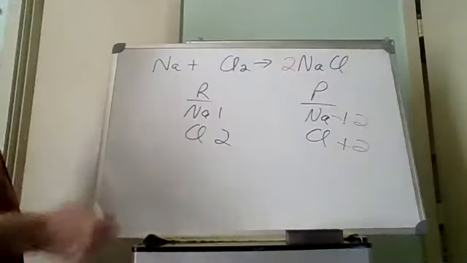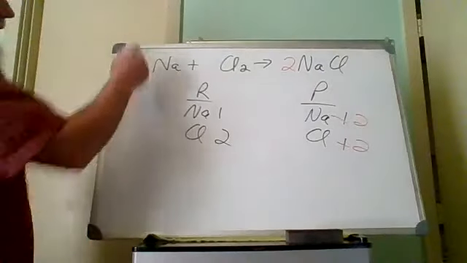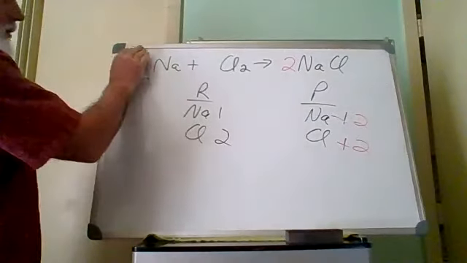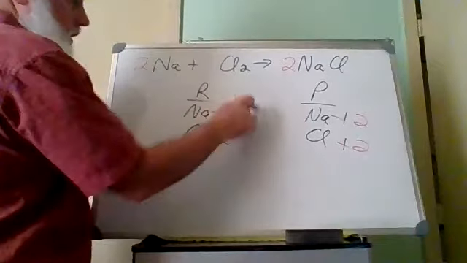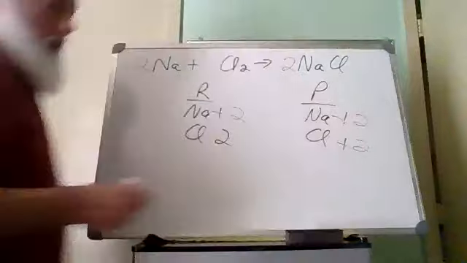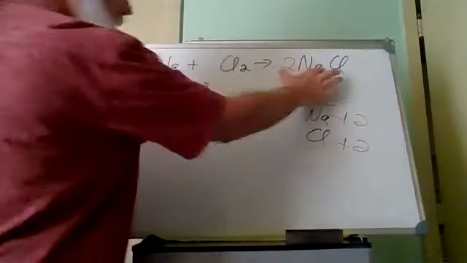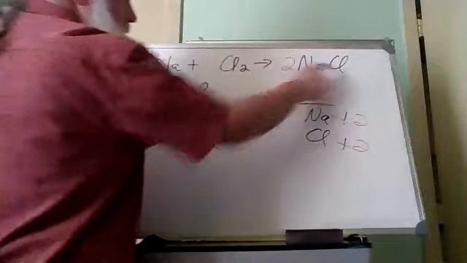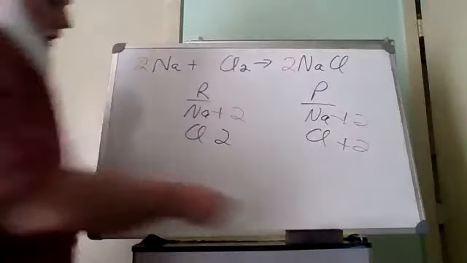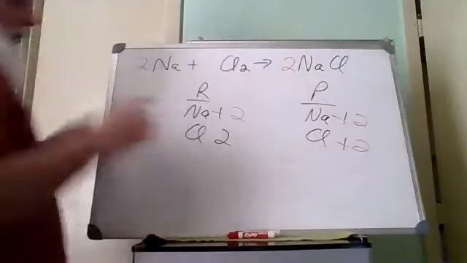So now the chlorines are balanced, but not the sodium. So I need to put a 2 here. 1 sodium times 2 is 2 sodiums. 2, 2, 2, 2. So we're balanced. But as always, we go back and check. 2 sodiums, 2 sodiums, 2 chlorines, and 2 times 1 is 2 chlorines. So now we have this balanced.